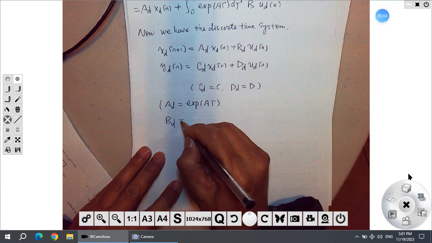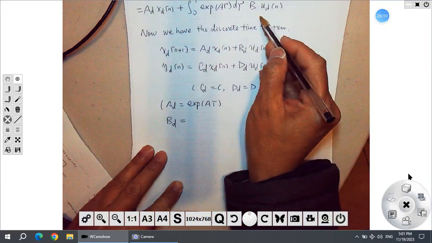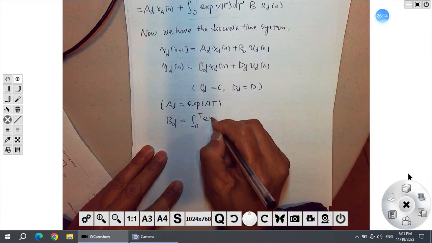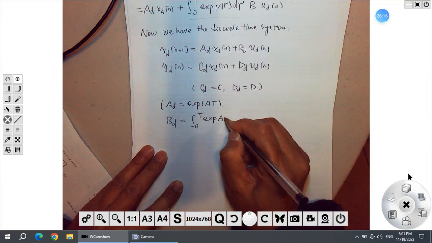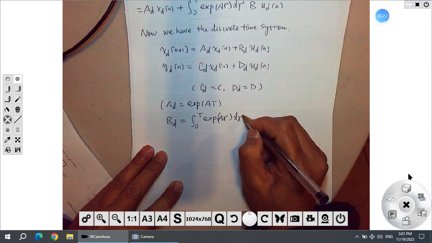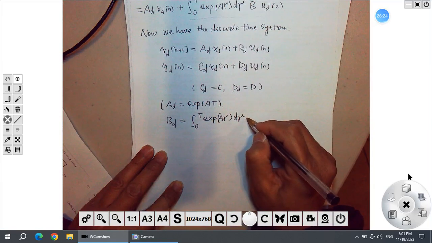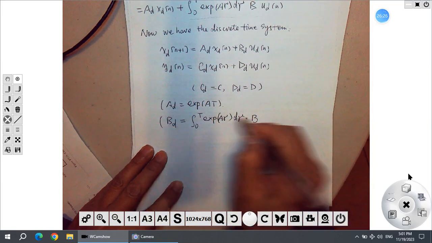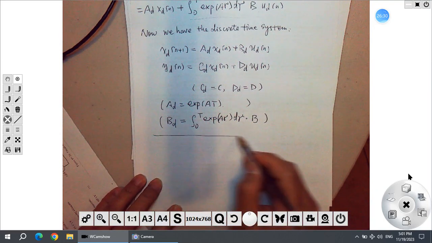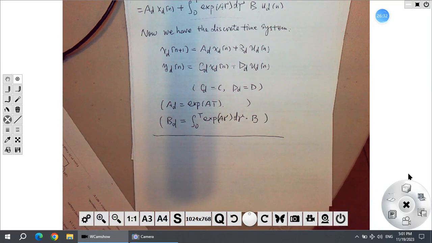And the b_d, okay, b_d is the most complex part. b_d is this one, so it is the integral of exponential power a gamma times d gamma times b. Alright, so we can know what is the discrete time one of the given system.